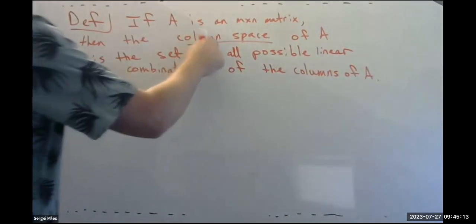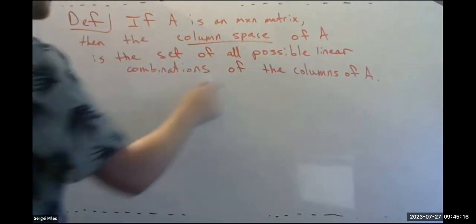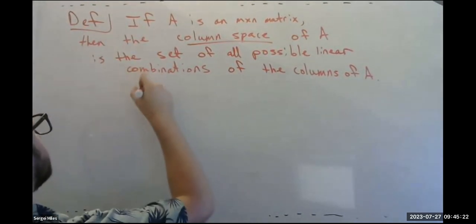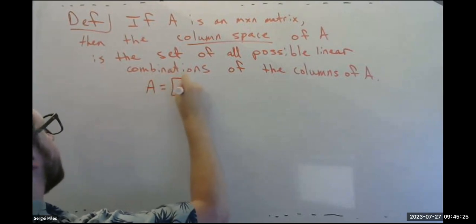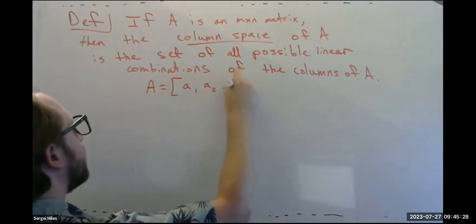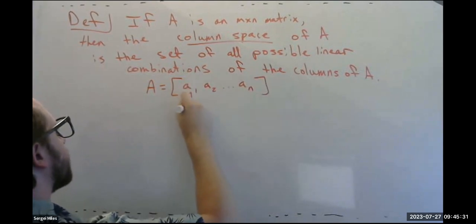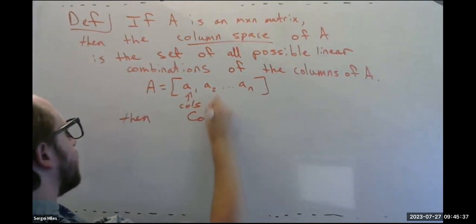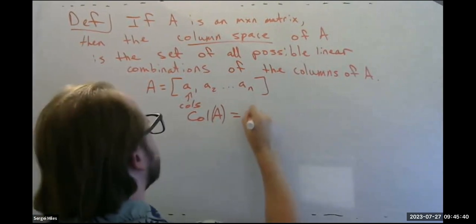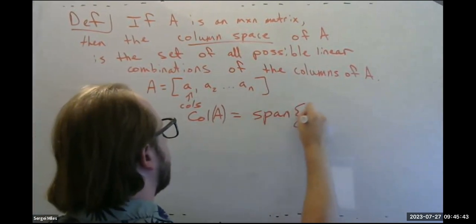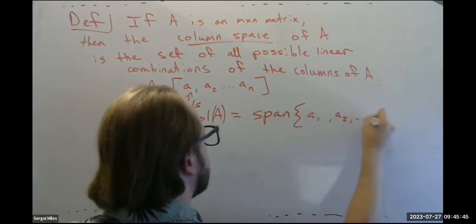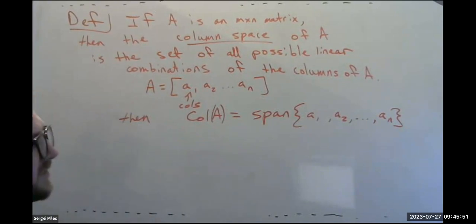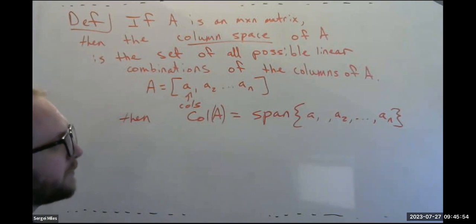Right? We're looking at the column space, so we're looking at all possible linear combinations of the columns of A. In other words, if A has one column, two columns, up to n columns, then the column space of A equals the span of the columns. And we already know from yesterday's class that anything which is the span of something is automatically a subspace.